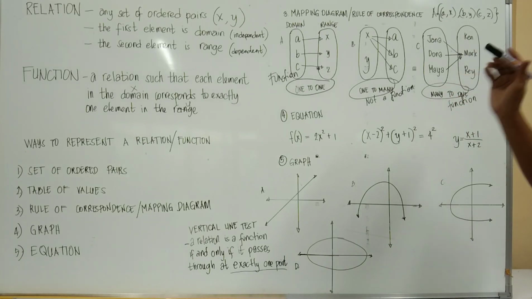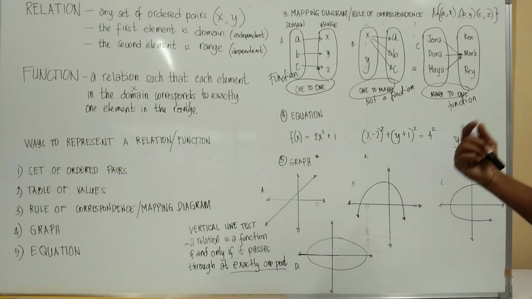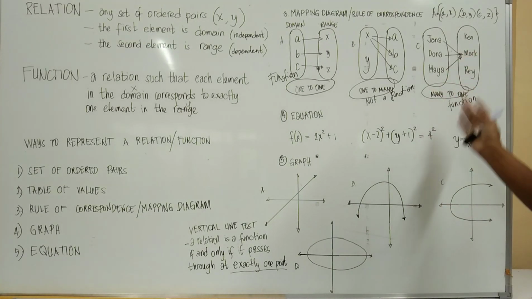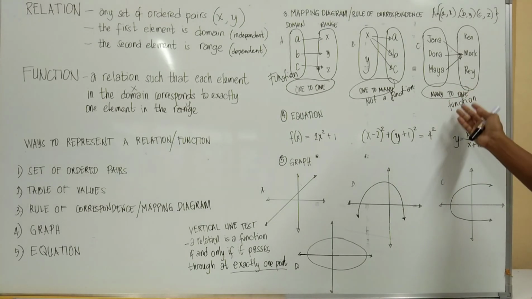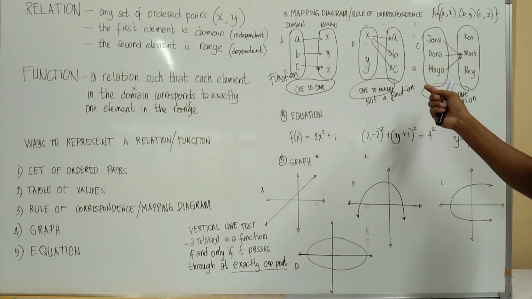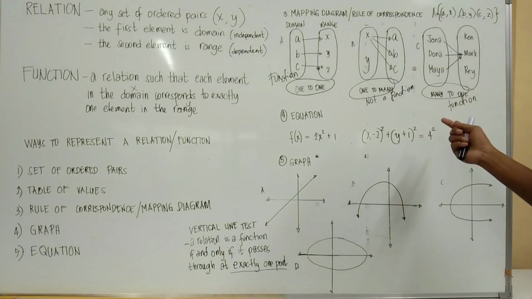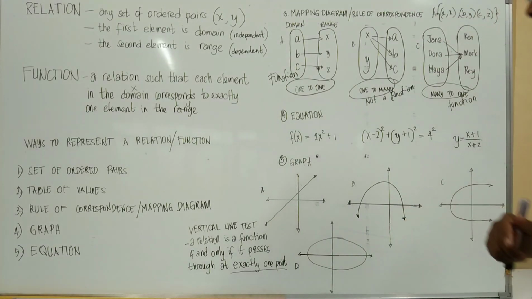So the main rule here in identifying whether a relation is a function or not is to look at your domain. So it's okay to repeat your Y, but do not repeat the X. If so, that relation is not a function. Okay? Let us proceed to number 4.